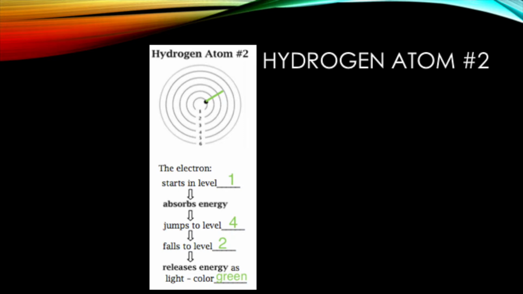For the second hydrogen atom, the electron is still starting on energy level 1. We know that it belongs there. When it absorbs a certain amount of energy that's different from that first scenario that we did, when it absorbs more energy, the electron is going to jump up to energy level 4. So go ahead and draw that picture of it jumping from 1 to 4. Eventually, it doesn't want to be up there anymore. It doesn't like being at a high energy state, so it's going to fall back to energy level 2.